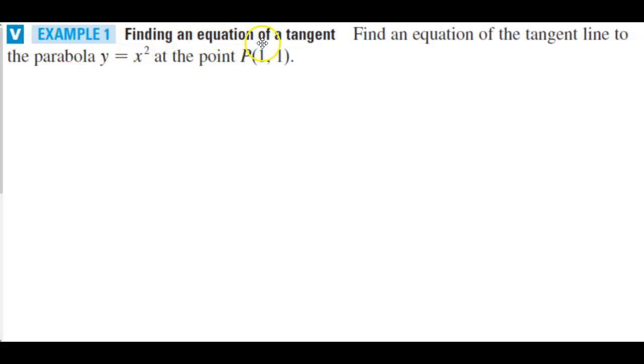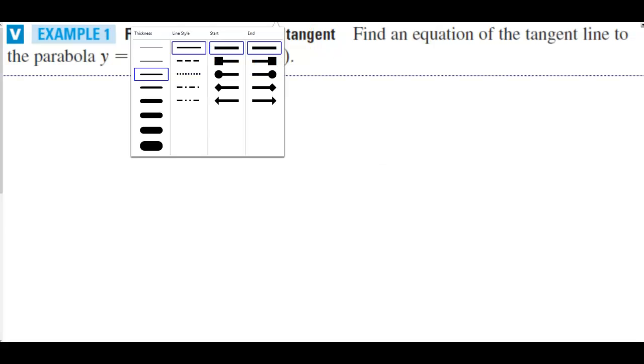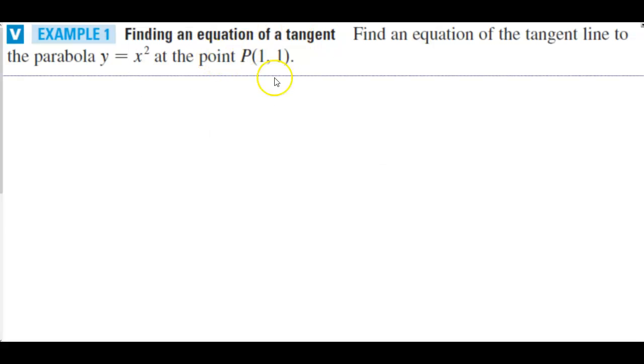Example 1, finding an equation of a tangent. We want to find an equation of the tangent line to the parabola y is equal to x squared at the point (1, 1). Okay, so what we need to do is we first need to find the slope. So how do we find the slope?